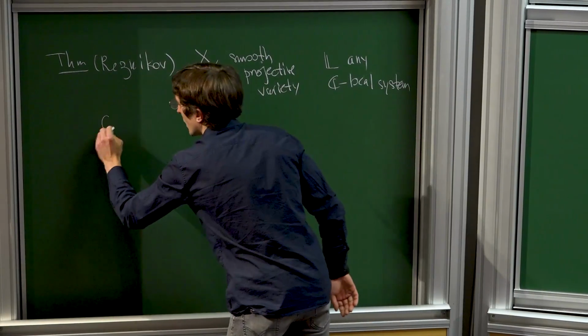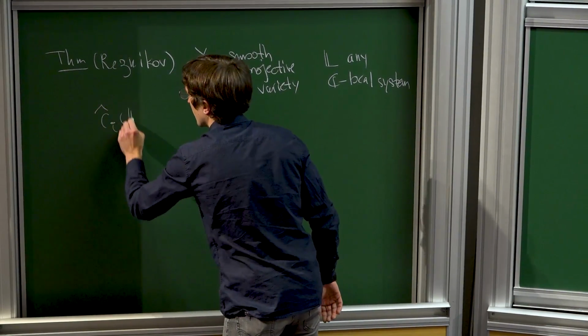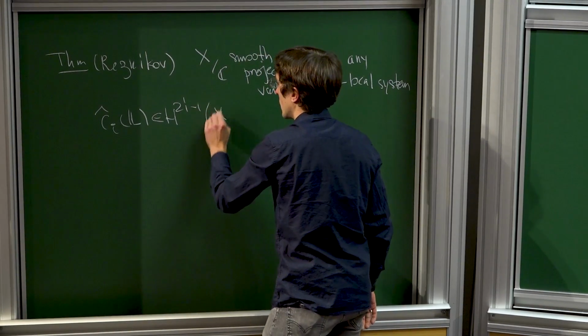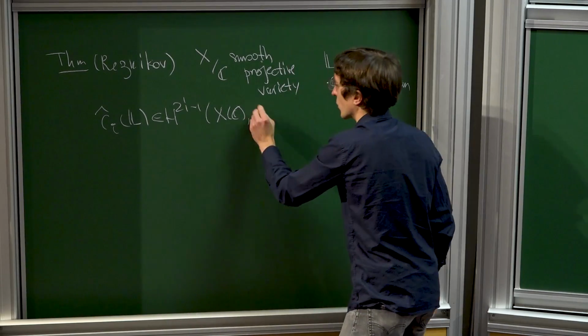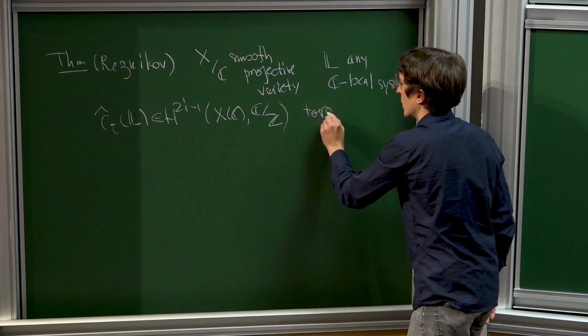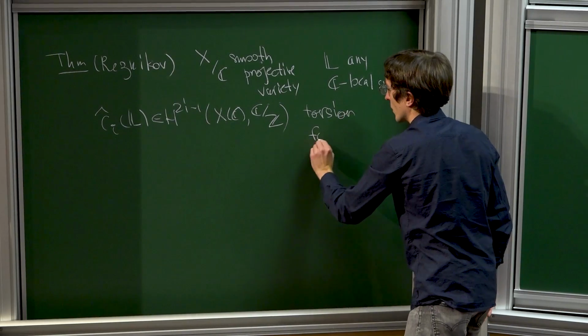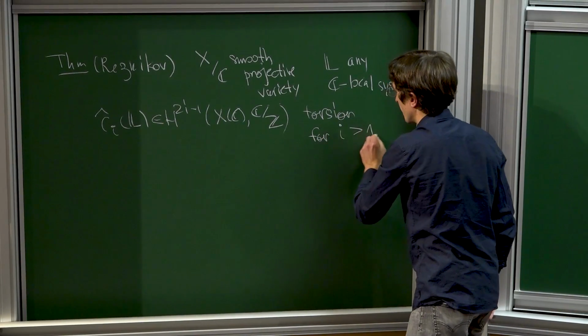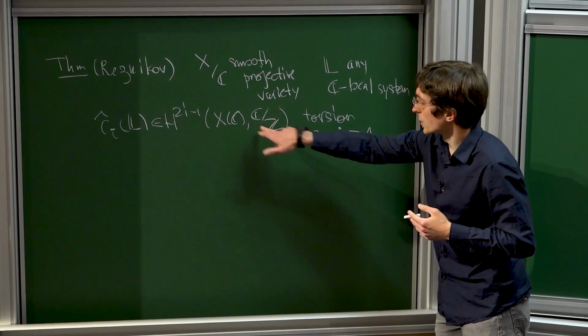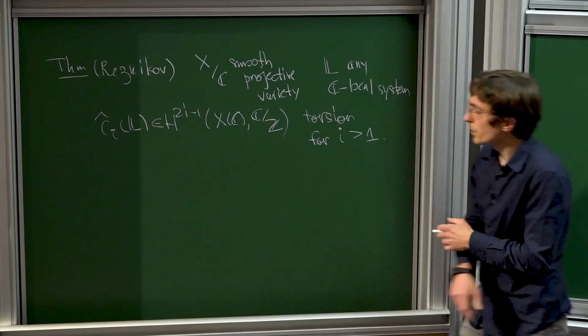Then the classes which you get in the cohomology, just the singular cohomology of your variety, they're all torsion for i larger than 1. So torsion meaning they die if you go to this group tensor Q, which is just C mod Q.